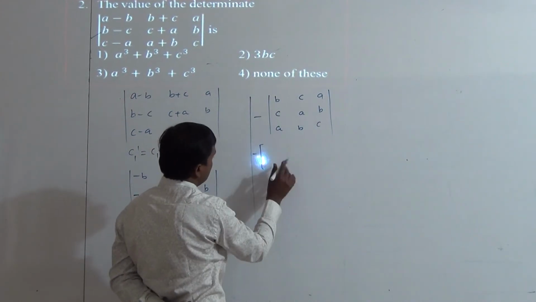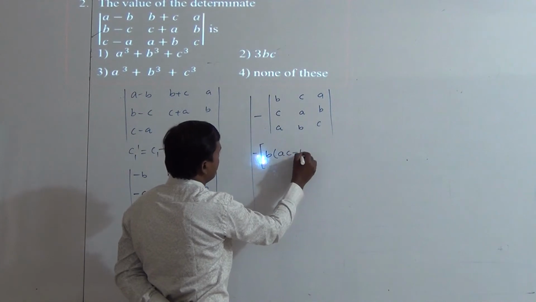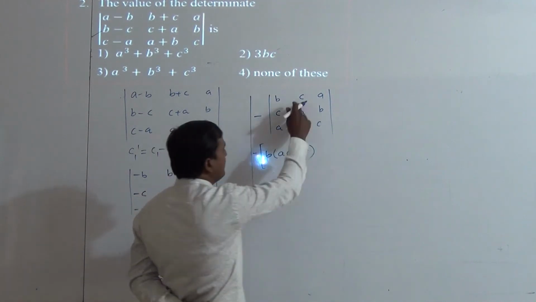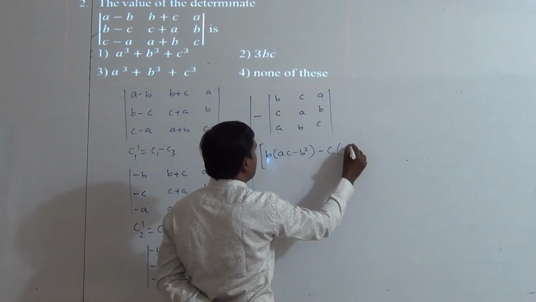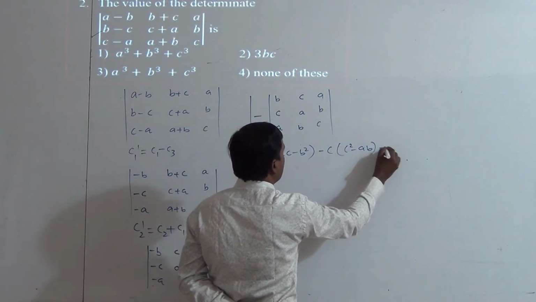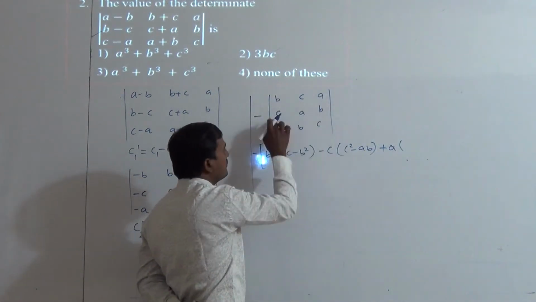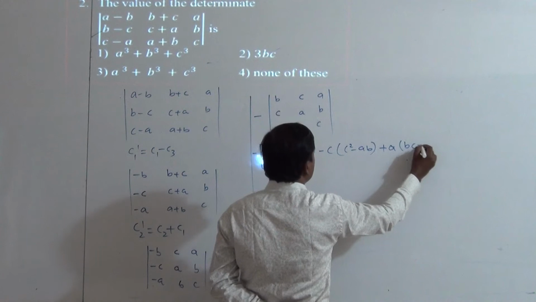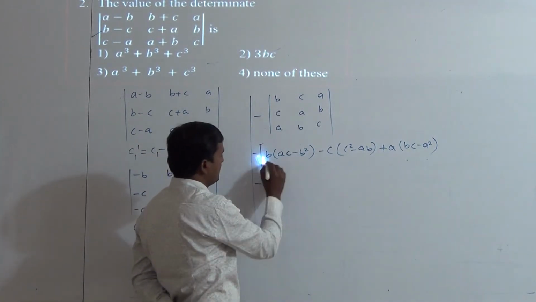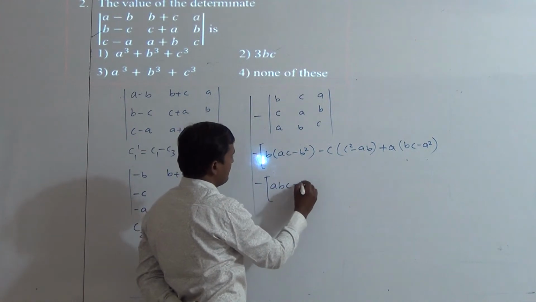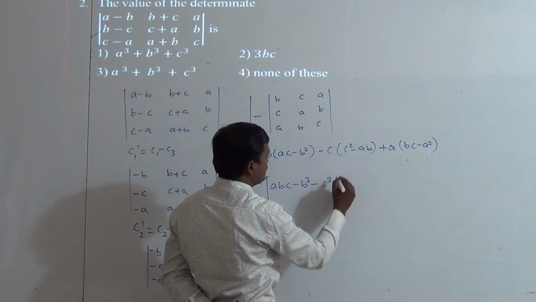So minus outside. So clearly here it is b into (ac minus b square), and minus c into, I have to leave the first row and second column, (c square minus ab), and here it is plus a into, to leave the first row and third column, so clearly it is (bc minus a square), right? So simplify this one. So here it is abc minus b cube minus c cube, minus into minus plus.